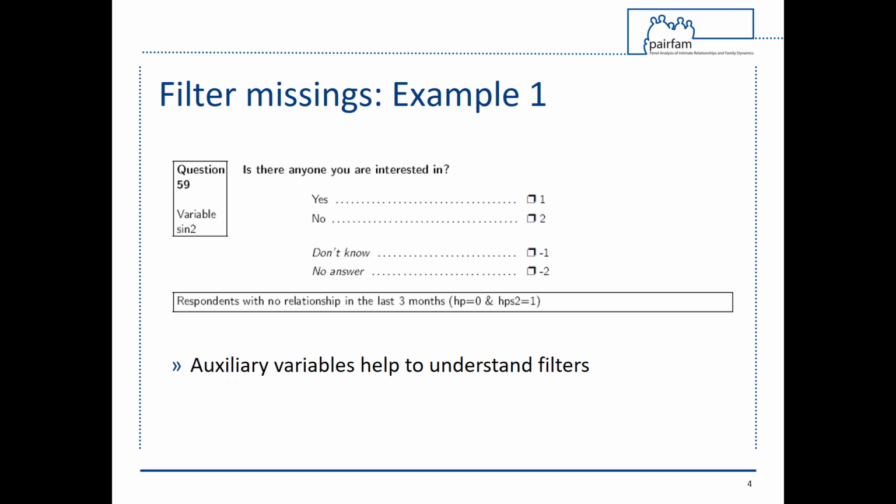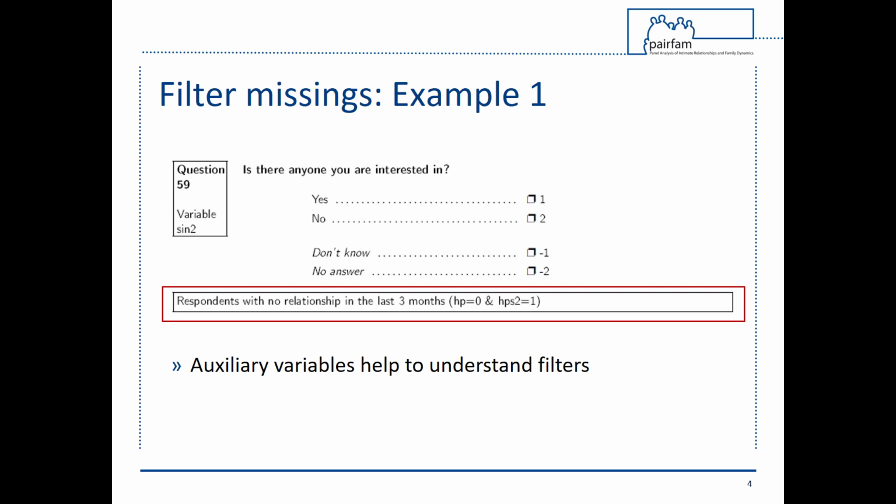Let's look at an example. Single respondents were asked the question, "Is there anyone you are interested in?" This is a screenshot from the Anchor codebook. On the left you can see the question number and the corresponding variable name. Here you can see the question wording and the available answers, as well as their variable values. If a filter was implemented for a question, there is a box underneath the question stating which respondents were posed the question of interest, in text and numerical form.